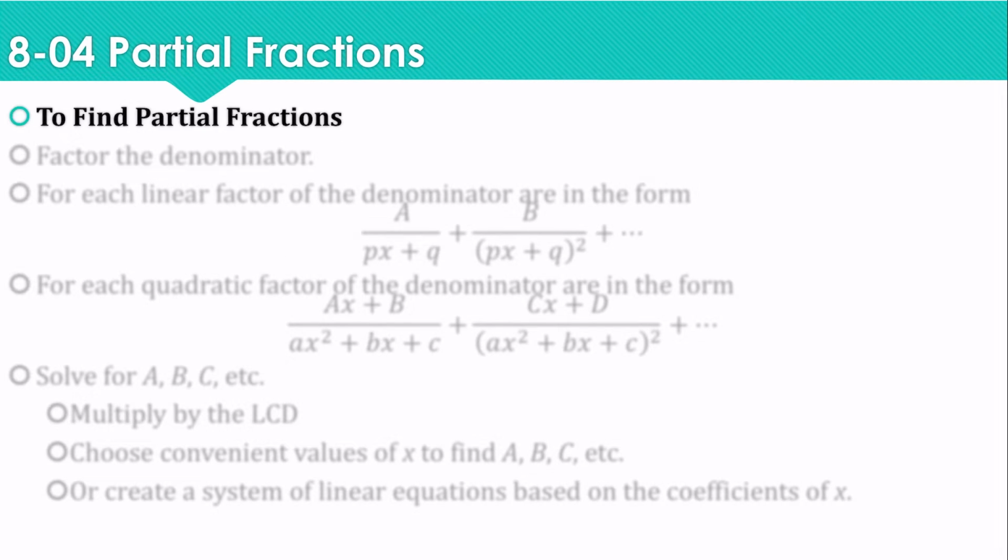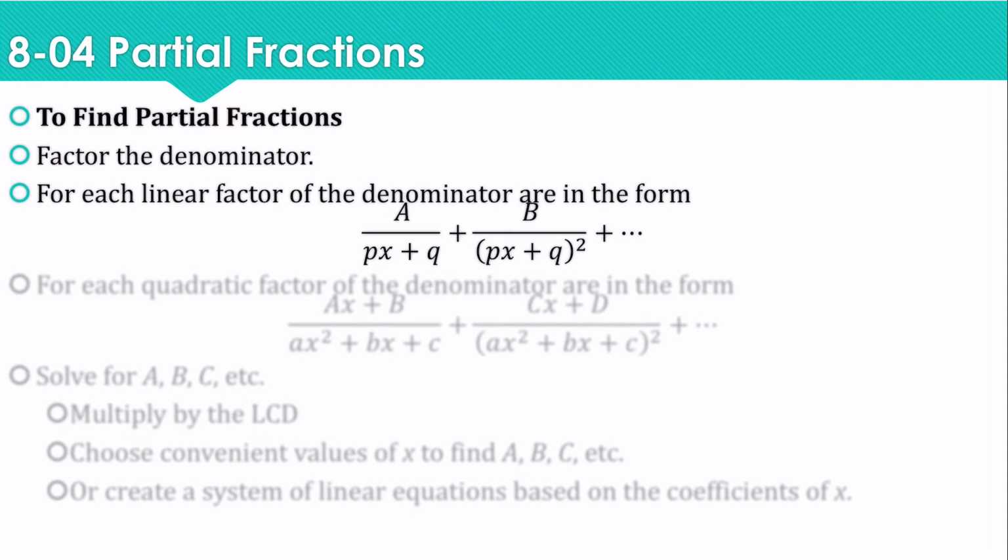To find partial fractions, first of all, factor the denominator of your function. For each linear factor of the denominator, we put a letter over the linear factor. If that linear factor is repeated, you put the next letter over the function squared. So you'd have the factor first, and then have it again for every time it's repeated, just with the next exponent.